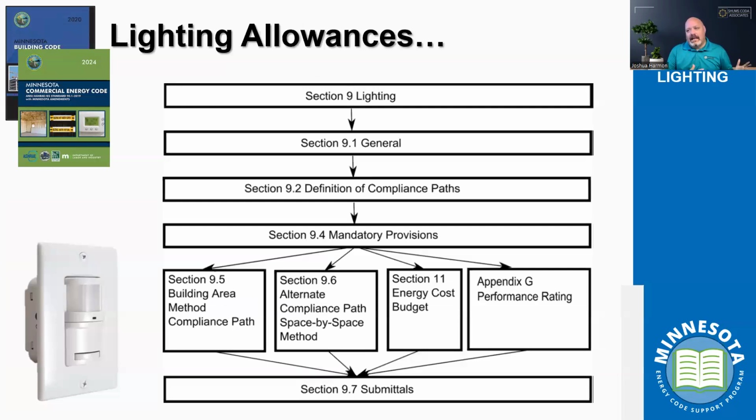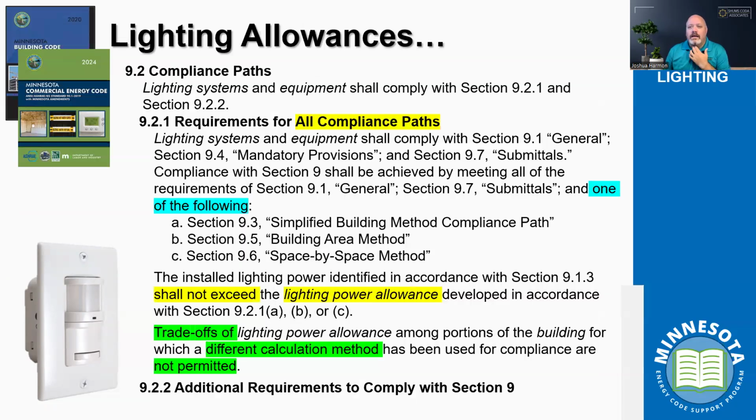When we look at lighting allowances and lighting controls, we understand that there's a variety of things that come into play. And with all those compliance paths, we're really going to make sure that everybody follows at least one of the prescribed methodologies for calculating lighting power allowances. And those are going to be either the simplified building, the building area, or the space-by-space method, right? And we'll go through those individually.